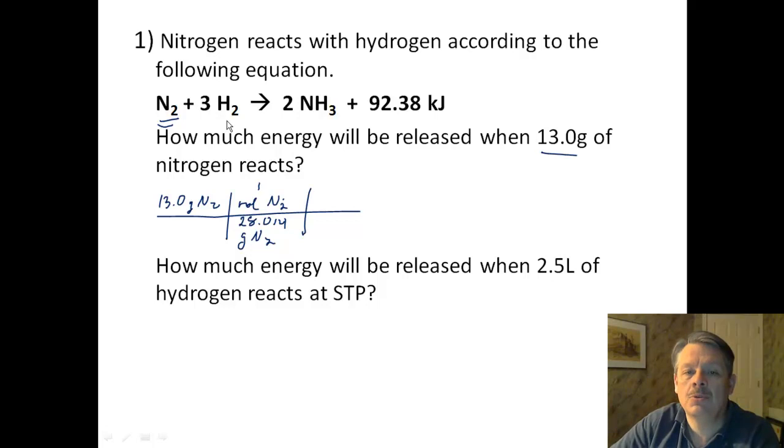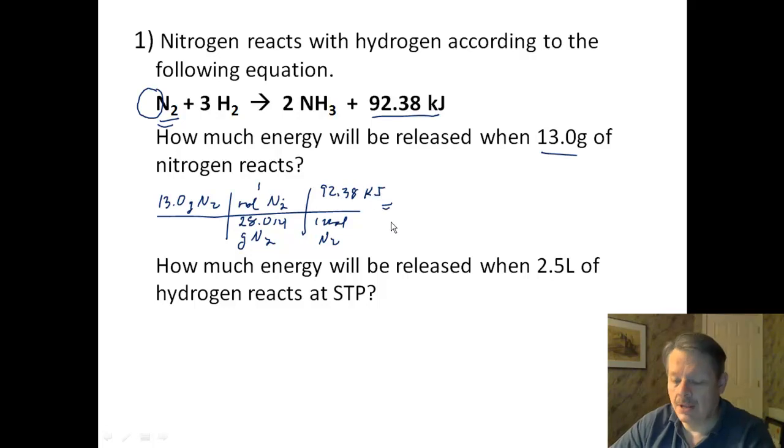Now what we have to do is go from moles of nitrogen to energy, which is what it's asking. And over here you'll notice we have 1 mole of nitrogen. So 1 mole of nitrogen goes to 92.38 kilojoules of energy. And that's going to give us, well, let's see, we have 3 sig figs in our problem, so we're going to have 3 sig figs in our answer, which is 42.9 kilojoules of energy.